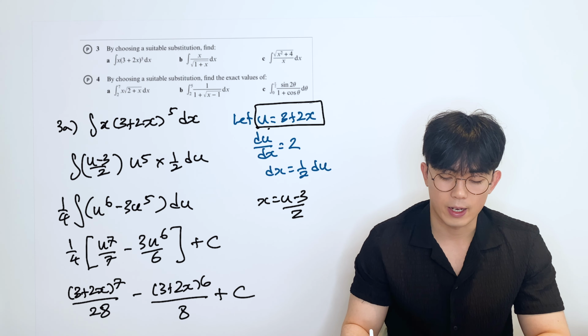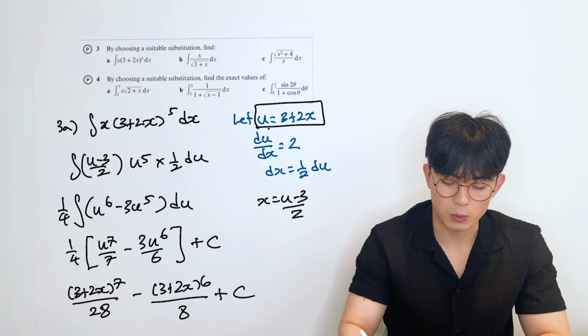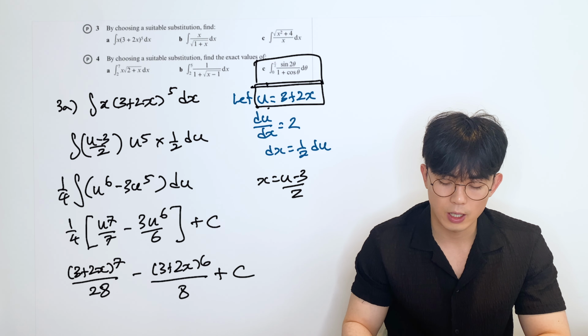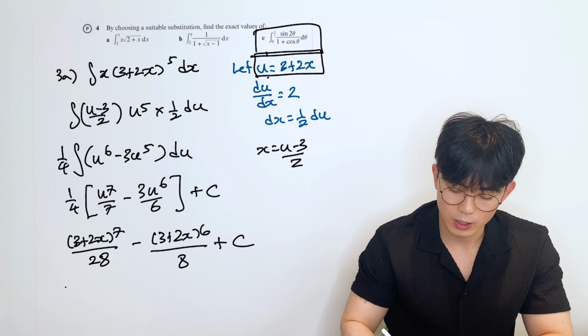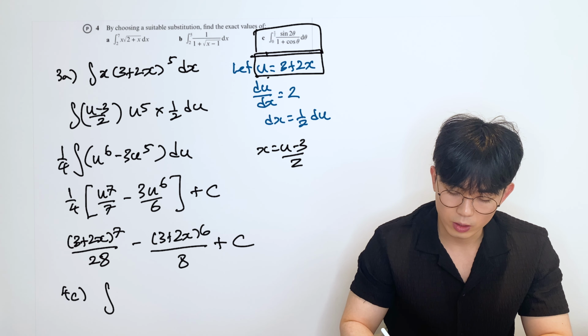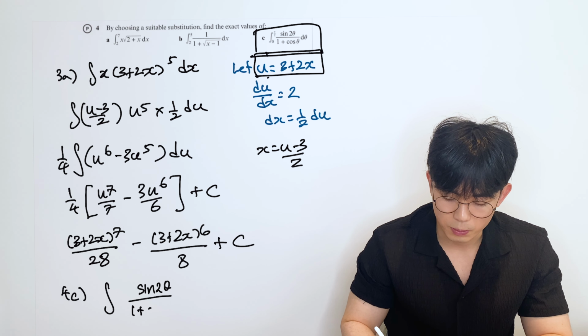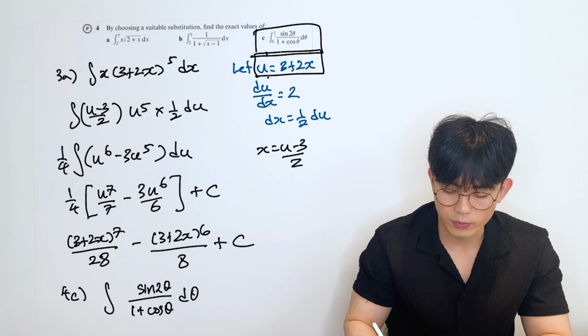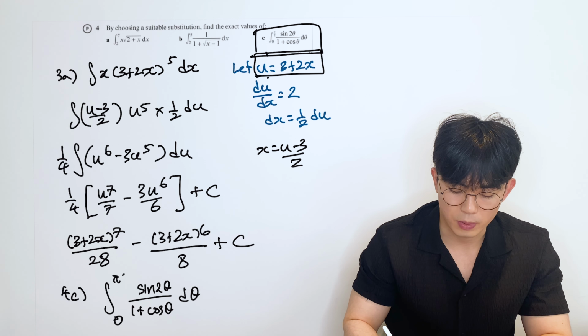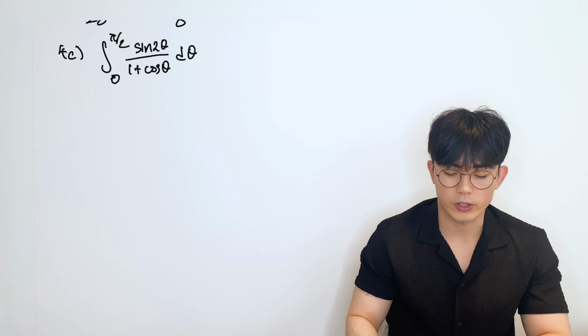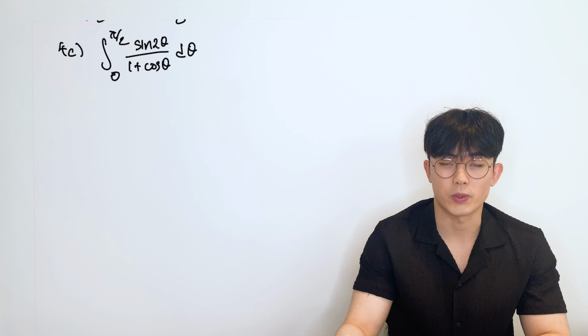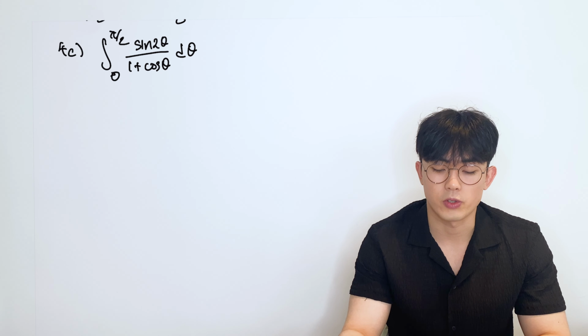Right, let's try another example. So let's try maybe this one here, part 4c. They've asked us to integrate sine 2 theta over 1 plus cos theta d theta from the limit 0 to pi over 2. And once again, they have not given us our substitution. So we need to make our substitution, okay?